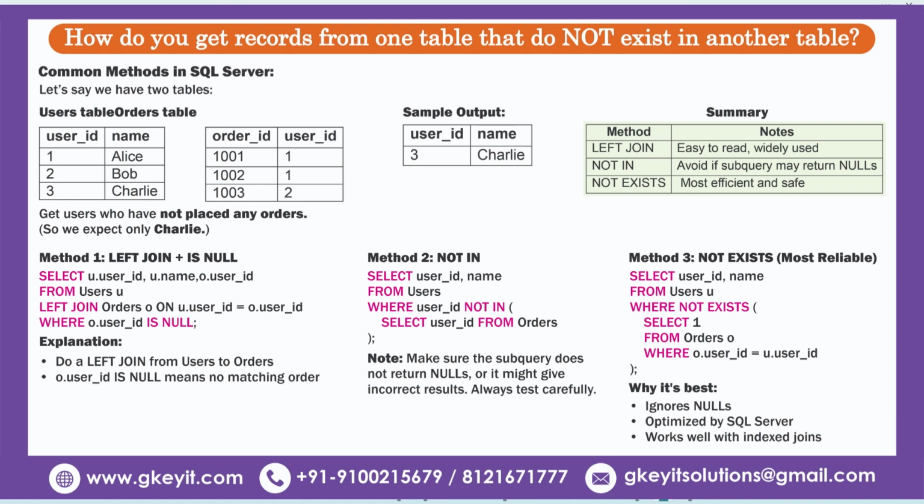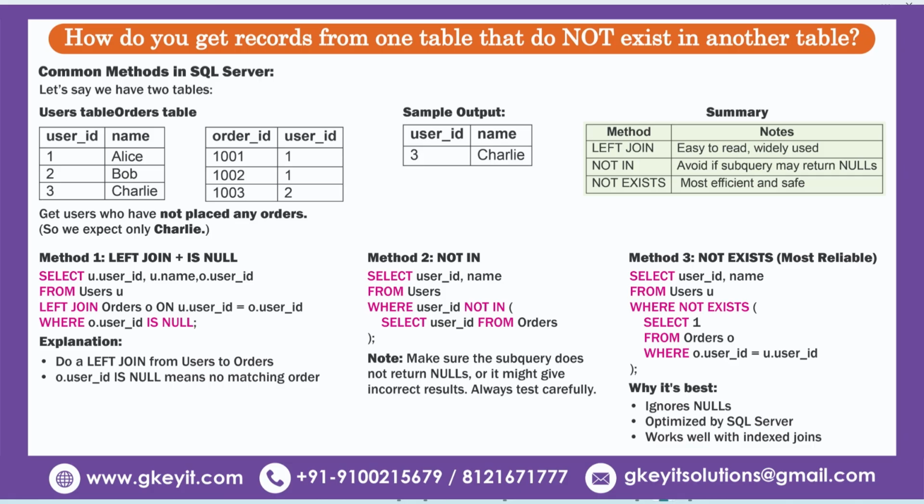For this, do a left join from the users table to orders. If user ID is null, it means no matching order. In this way, we can get the records from one table that do not exist in another table.